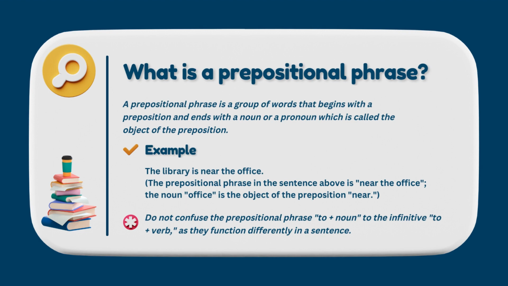A prepositional phrase is a group of words that begins with a preposition and ends with a noun or a pronoun, which is called the object of the preposition. For example, the library is near the office. The prepositional phrase in the sentence above is near the office. The noun office is the object of the preposition near. Remember, do not confuse the prepositional phrase, to plus noun, with the infinitive, to plus verb, as they function differently in a sentence.